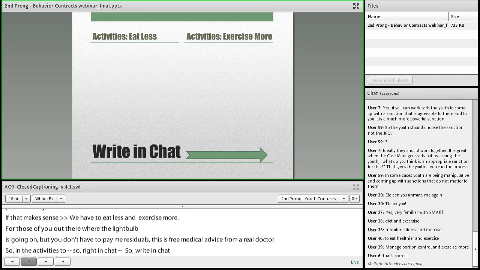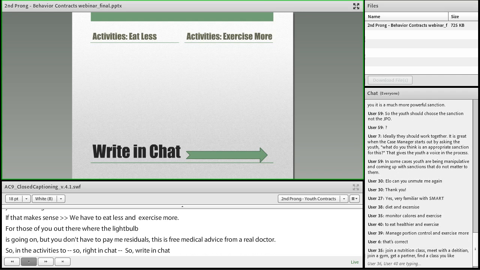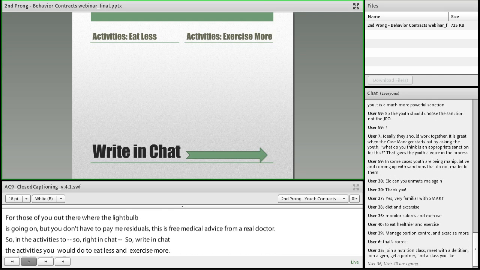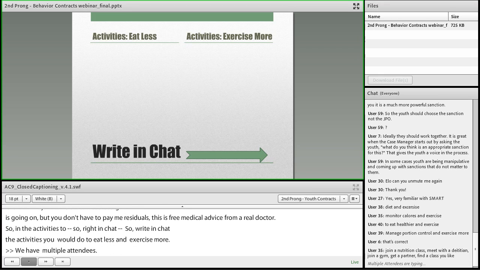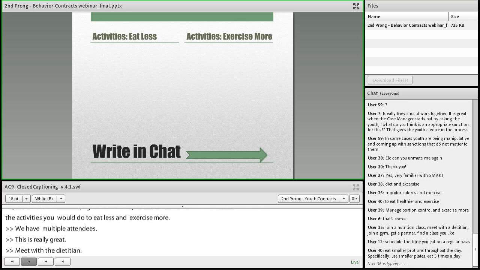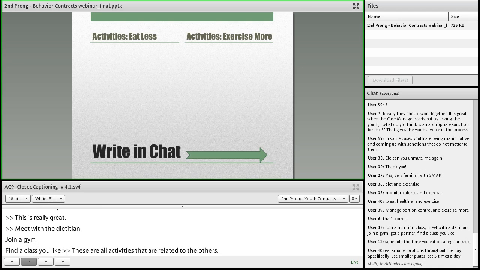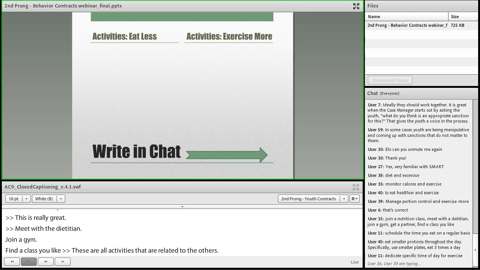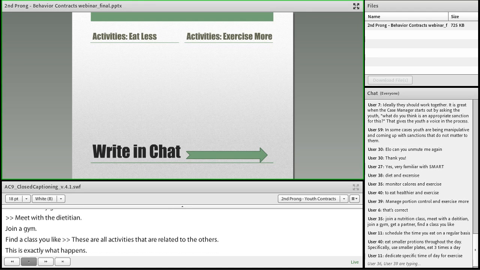Yes, it's correct. Wow, we got multiple attendees. I know, this is really great. So here: join a nutrition class, meet with a dietitian, join a gym, get a partner, find a class you like. These are all activities, and some are related to the others. This is exactly what happens. Whether you've done this before and feel pretty good at it, or you're just starting off, these are exactly the same types of mental exercises you're going to have to go through while creating your own action plans for the kids you're working with.